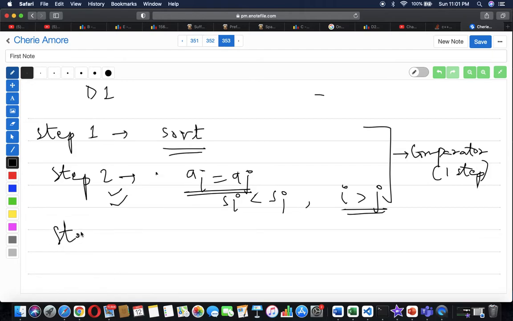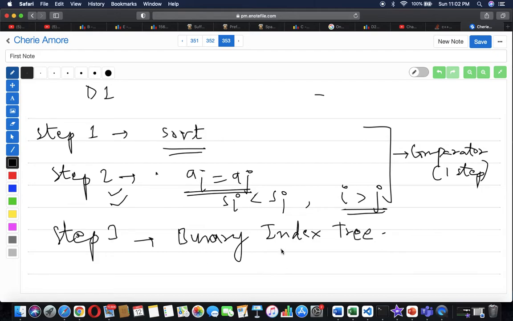Now, step number three is pretty simple: you have to use BIT. Again, there are a lot of ways you can do it, but I use the binary indexed tree, which is very easy. You can use BIT just to calculate, whenever a person is going to sit at a particular position, how many people were present before that, right? You can easily get to know that using BIT in a log n operation, and that's it. Great. So there were three steps to solve the D1 problem.